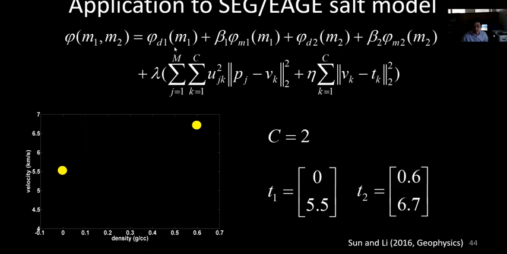It's just that in this case, if you want to invert 3 different types of geophysical data, you just need to add another pair of phi d and phi m. For example, in this case, you would have phi d3 plus phi m3. And these 2 clustering terms will remain the same.